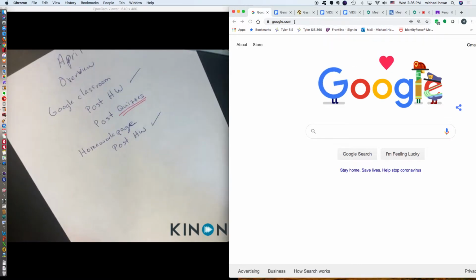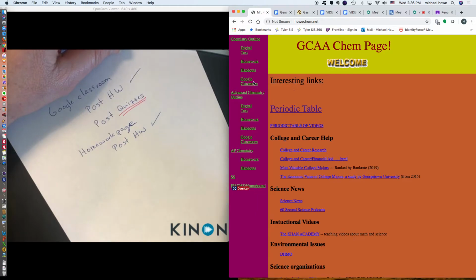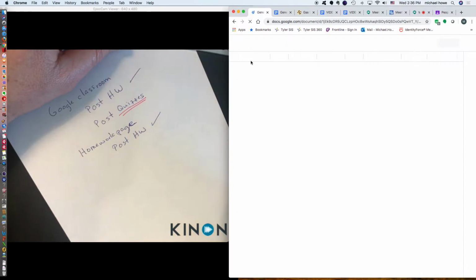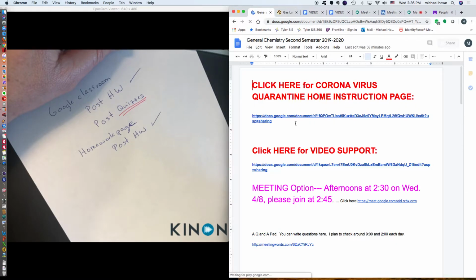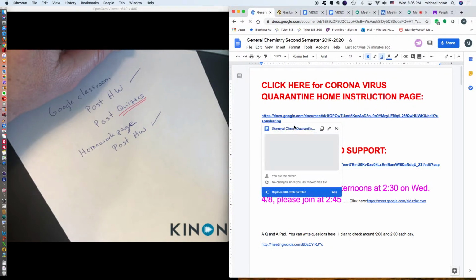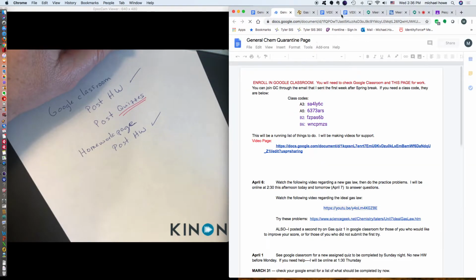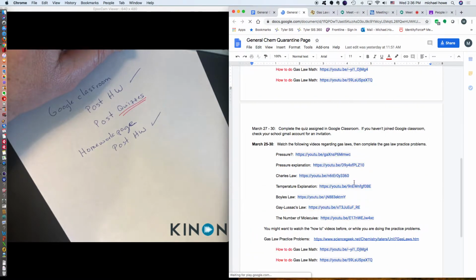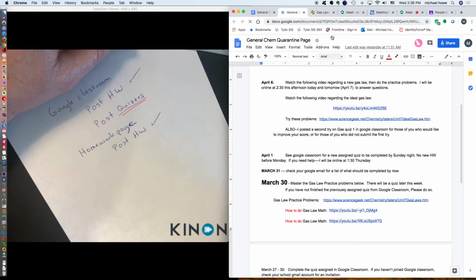On the homework page, well, first of all, you go to howchem.net. And you're familiar with that. Then you go to the homework page, and it looks like this. Now on the homework page, you'll see the coronavirus quarantine homework home instruction page. That's this page. So if you go there, you will see the assignments that I've been posting, by date. I haven't posted anything new since Monday.